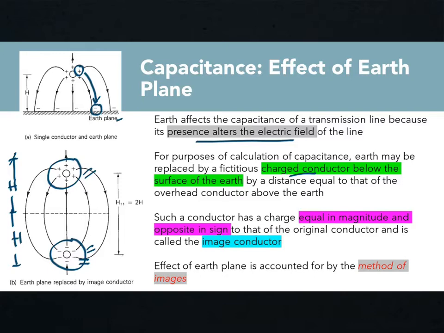Okay? So, that process is actually called image conductor, or the method of images. Yung overhead conductor mo, nag-mirror, meron siyang image conductor that is below the surface of the earth. Okay? So, that's the effect of earth plane. Now, because you do have two charges, one positive, one negative, which is a perfect image of your true conductor. The true conductor has an image conductor, which is the fictitious one, okay?